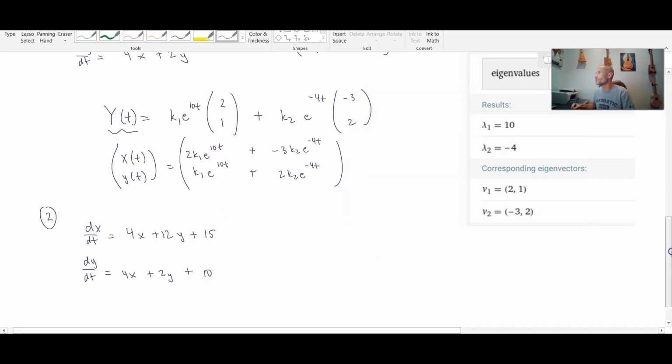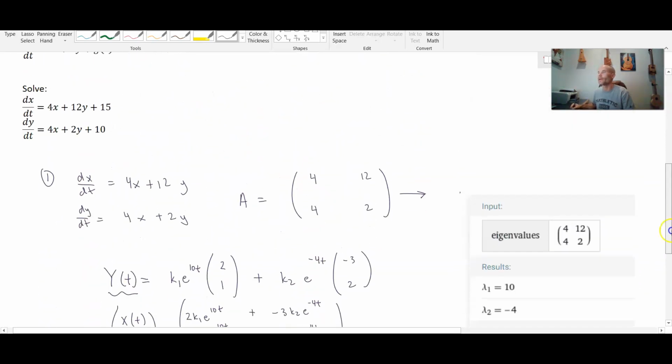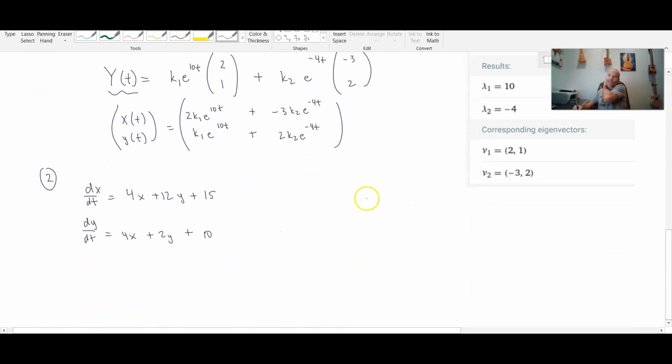Double check that, make sure we have that right. There we go, okay? And so when I look at these, when I analyze these, I have to think about what would be a function, or two functions, that I could add together and add 15 to it and get the derivative of x.